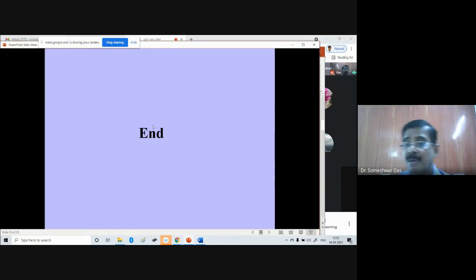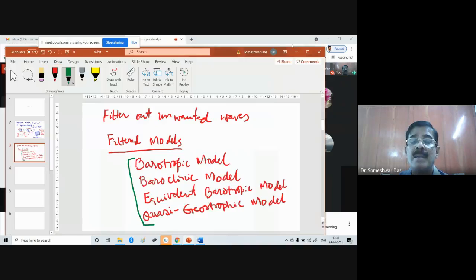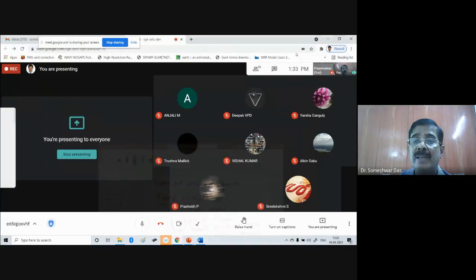So that's it for today. Okay, and we have completed with this the different types of instability that occur in the atmosphere because of the physical processes as well as because of the numerical processes.